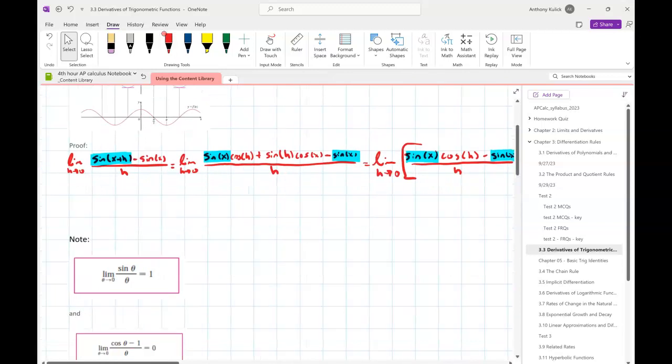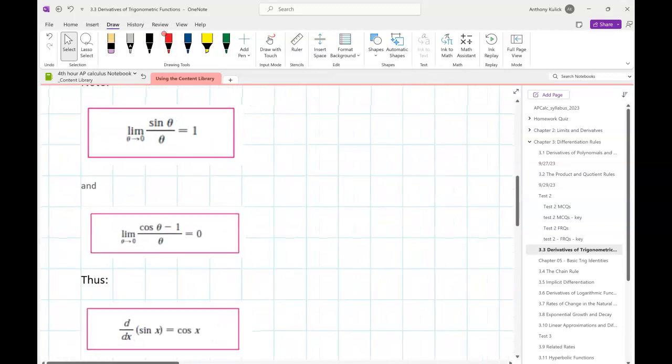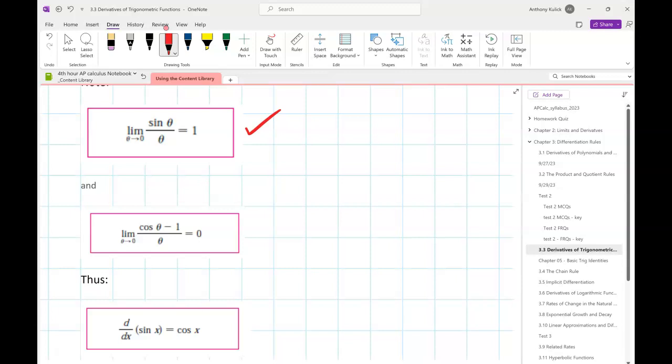All right. So things we picked up from doing this. The limit as theta approaches 0 of sine theta over theta is 1. The limit as theta approaches 0 of cosine theta minus 1 over theta is 0. And then the derivative of sine is cosine. So those were the 2 pieces we needed to end up with that derivative rule result.